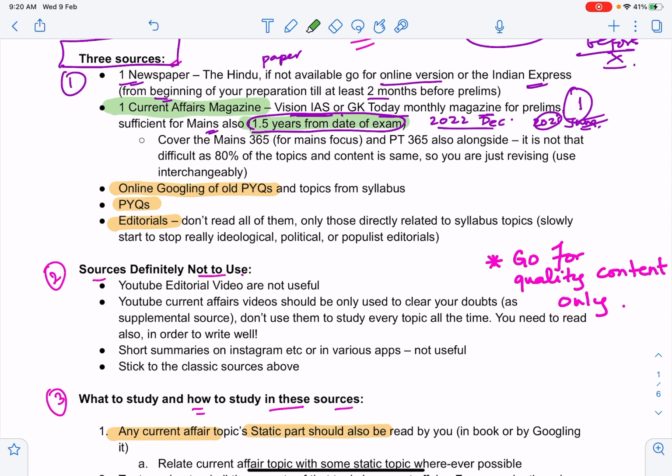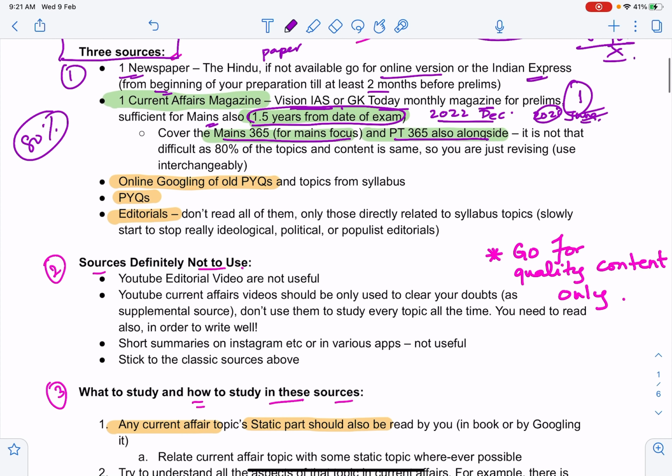Then cover the Mains 365 and PT 365 also alongside. If you are reading Vision, they have these things called Mains 365 and PT 365. You should also cover them alongside, and that is not going to be that difficult, because 80% of what is covered in their monthly magazine is the same content that is used in PT 365 also and Mains 365 also. So it is almost the same content, but they provide a little bit of a different view and a little bit of additional content. So that's why I say go for them, because they are really good magazines. The content is good. So use them.